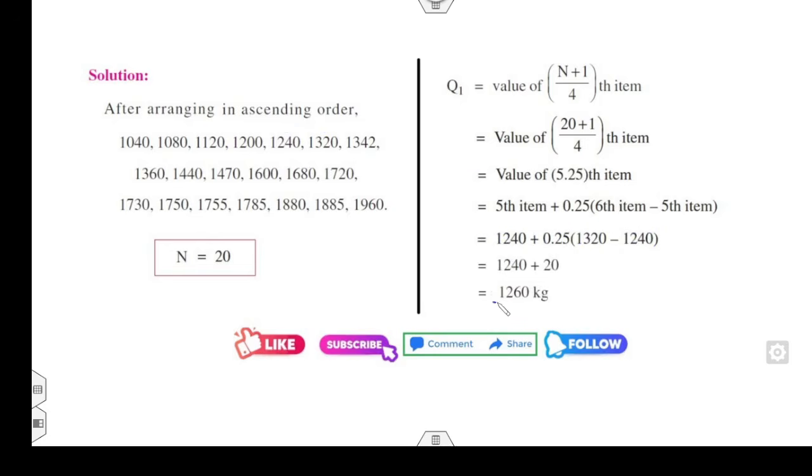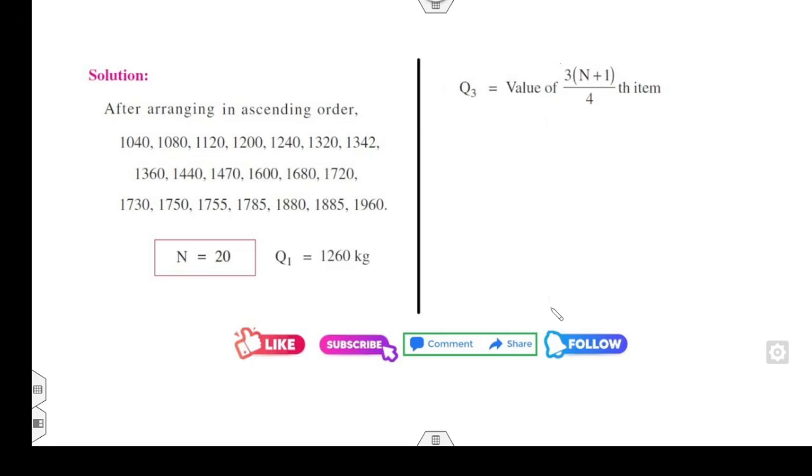You will get 1260, because all are in kg. Fine. So the dimension is kg. Similarly, you can calculate the Q3. I can substitute the value of the n, 21 into 3 divided by 4. So that will give the 15.75.